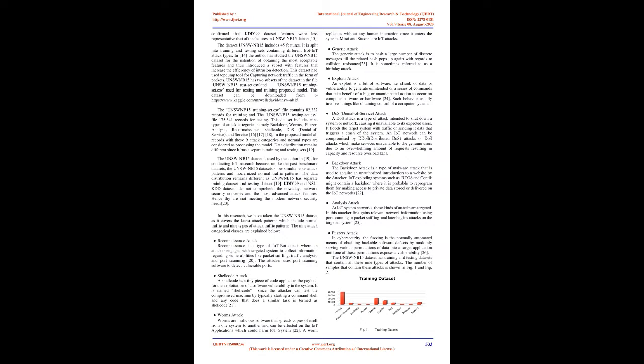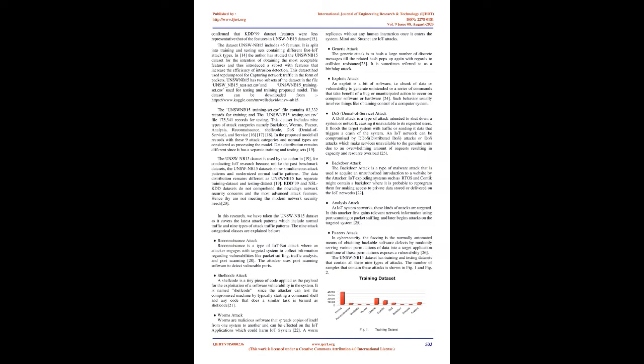The KDD99 dataset has an uneven number of attacks in the testing and training datasets. The testing dataset has 14 more types of attack. Their results confirmed that the KDD99 dataset features were less representative than the features in the UNSW-NB15 dataset [15]. The UNSW-NB15 dataset includes 45 features. It is split into training and testing sets containing different Bot-IoT attack types.